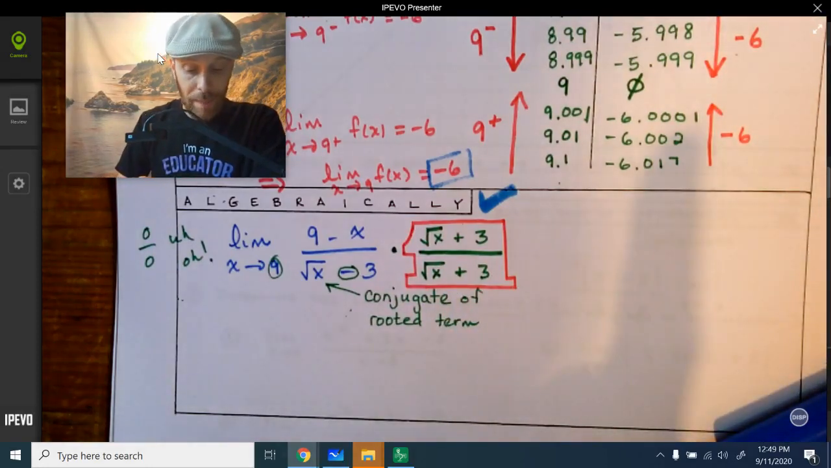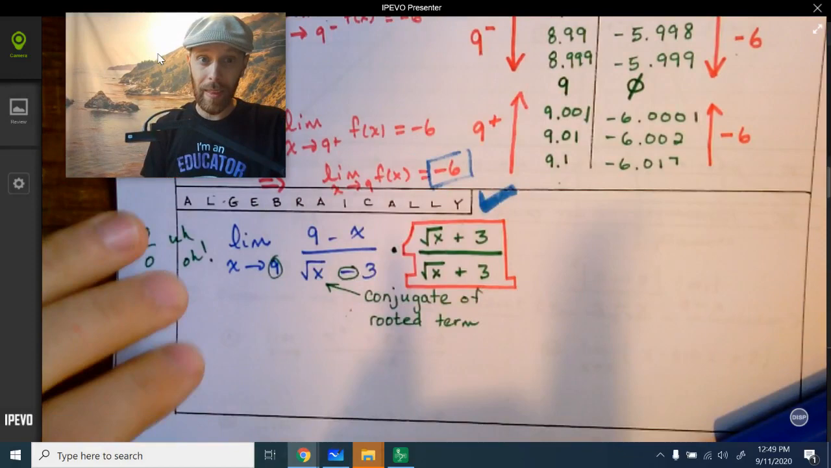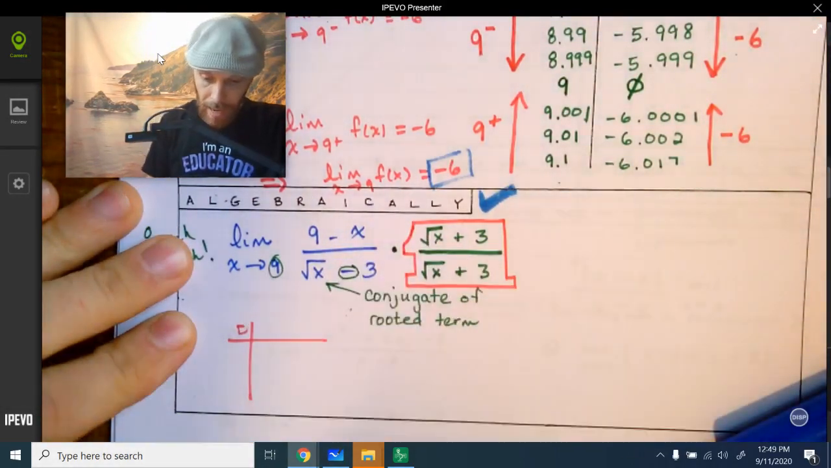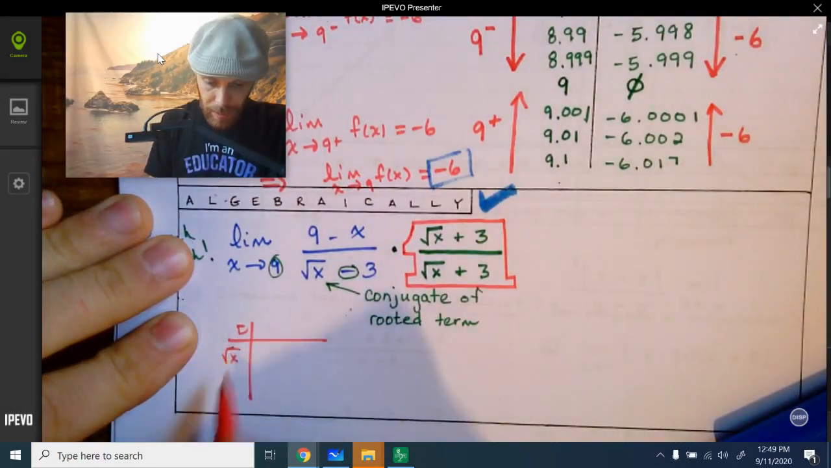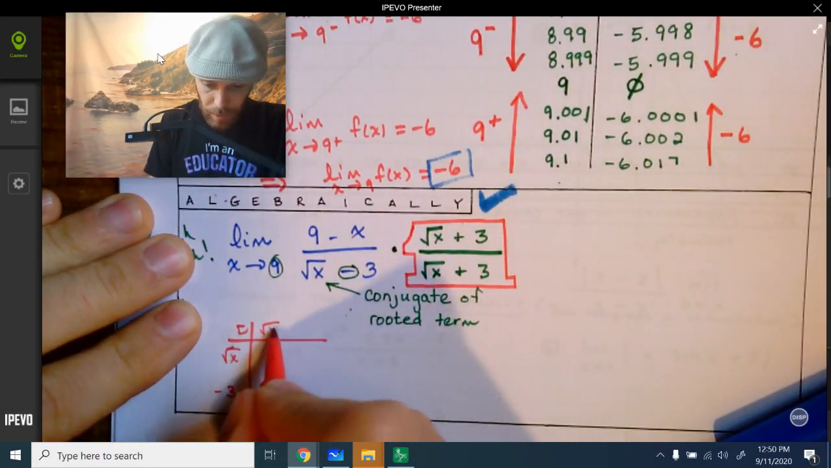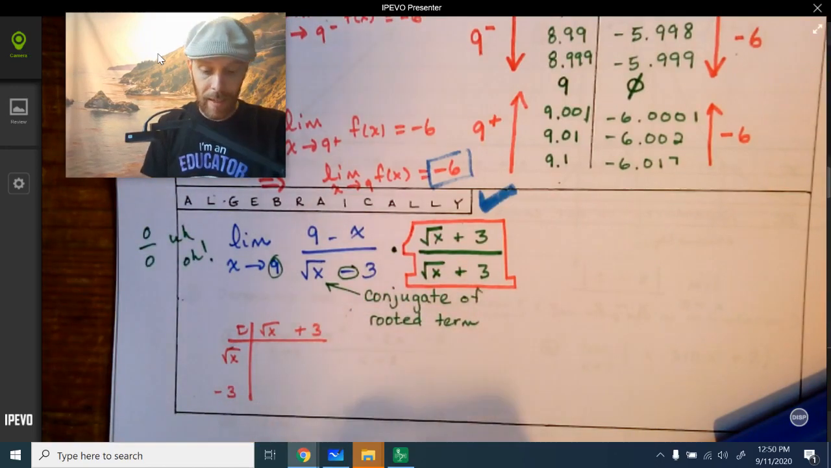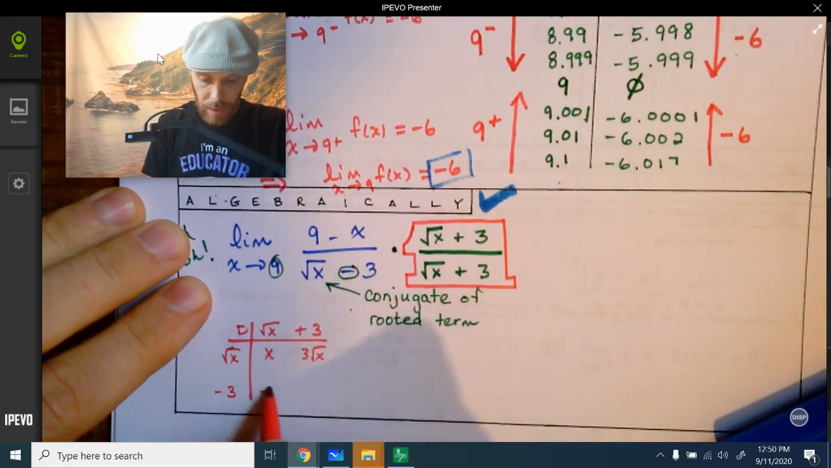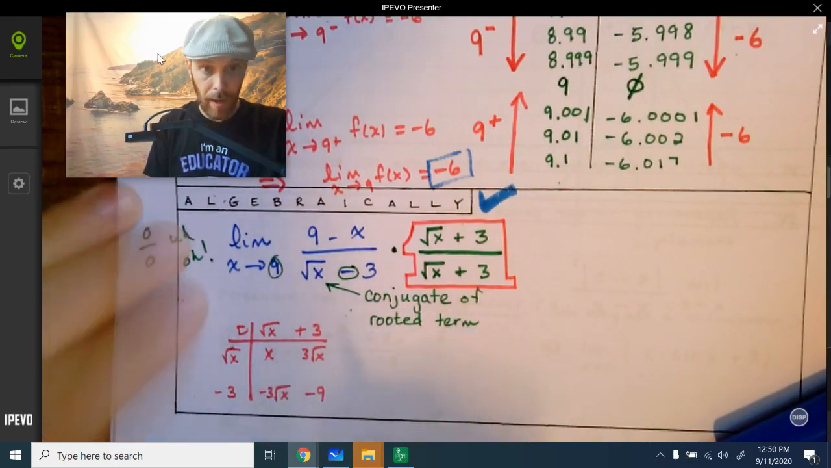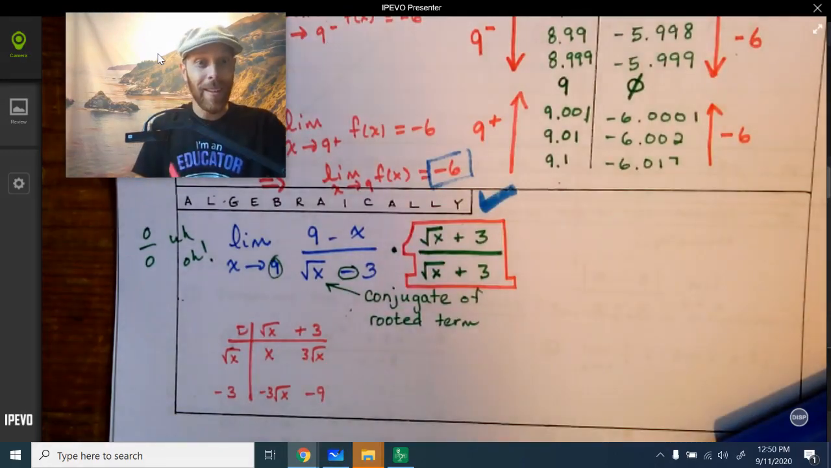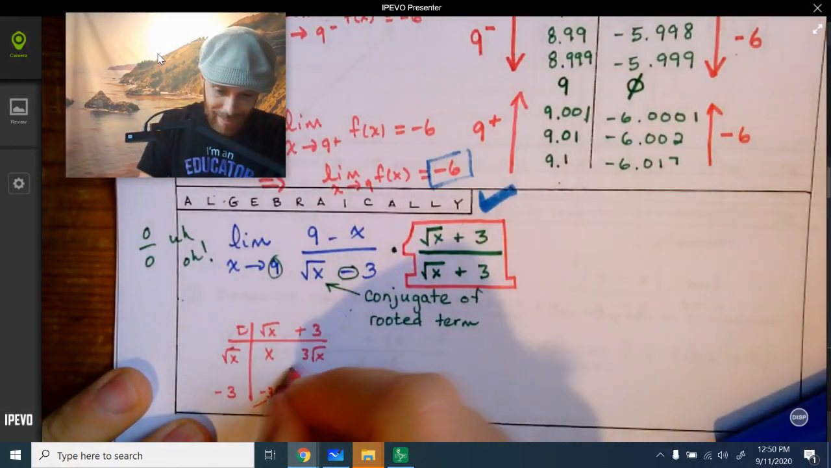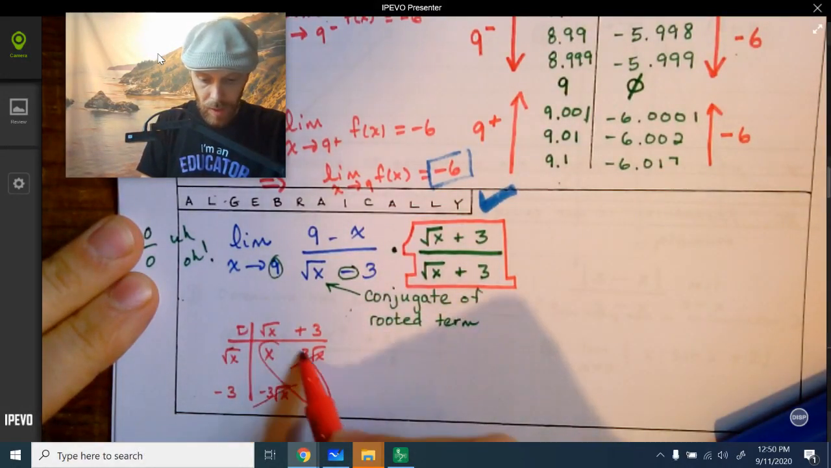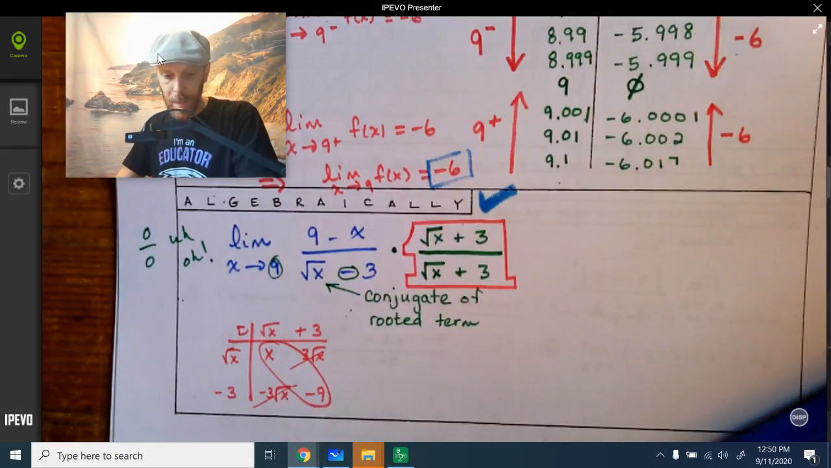Now, why do we do that? Well, it's because it deals with the square root. Check out the denominator. D for denominator. I want to multiply the square root of x minus 3 by the square root of x plus 3. That's going to give me x, 3 roots of x, negative 3 roots of x, and negative 9. And this and this are going to cancel out, and I'm just left with x minus 9.